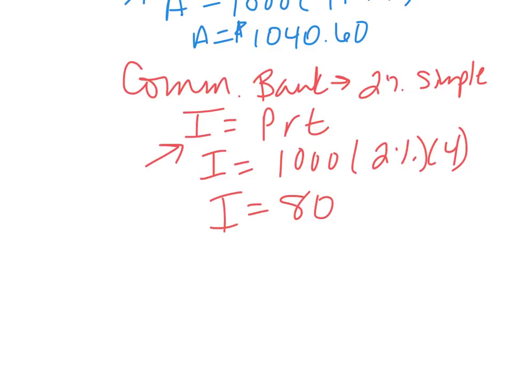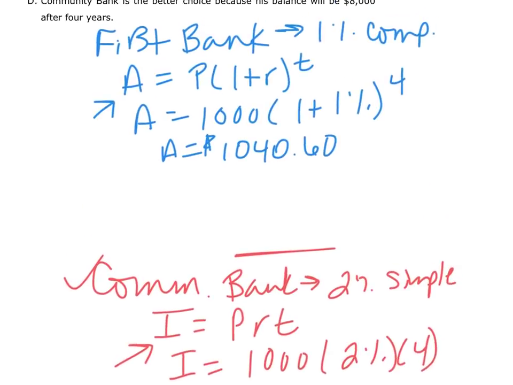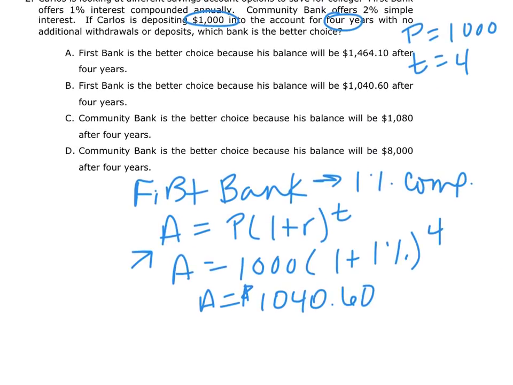So the total amount in the account with Community Bank is the $1,000 I started with plus the $80 extra dollars I earned. So that gives me $1,080, which is more than $1,040. So I'm going with Community Bank. So let me go see what my answer choices say. So it says First Bank's a better choice. Nope. First Bank's a better choice. Nope. Community Bank is a better choice because his balance will be $1,080 after 4 years. Well, we got $1,080, so C is your correct answer.